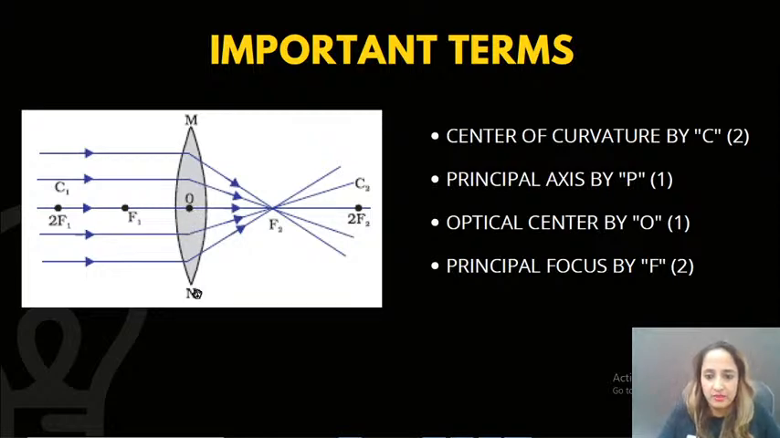Then we have principal focus, there are two principal focus, one on each side. We call them F1 and F2. This one is typically the principal focus F1, and here is the principal focus F2 for this side. Okay, so these are the important terms which you have to keep in mind if we are talking about lens.